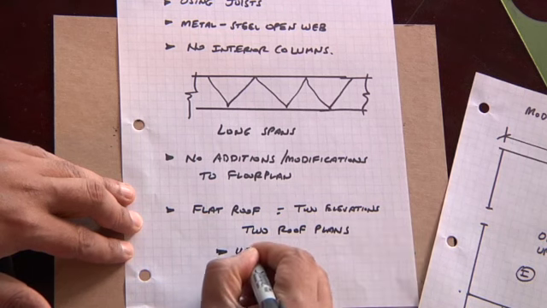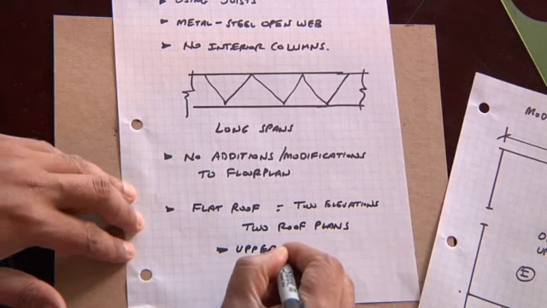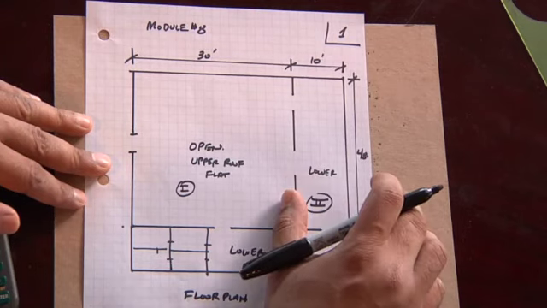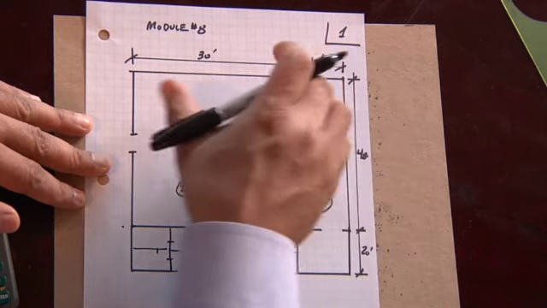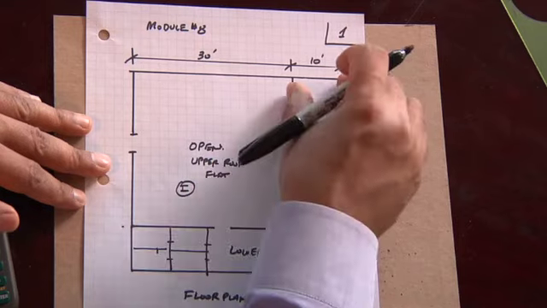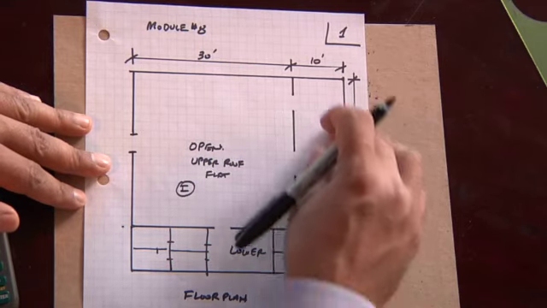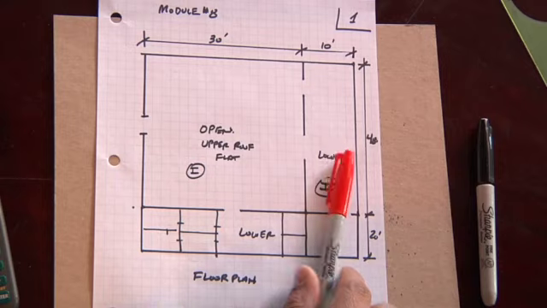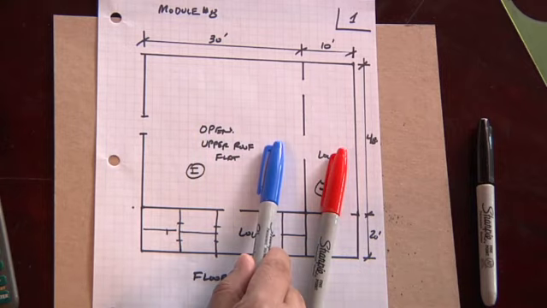One is an upper roof plan, and the other one is a lower roof plan. So you're actually going to draw this out on 2 different sheets. You're going to have one sheet which is going to have an upper roof plan and another sheet which will have a lower roof plan. Let's do the lower roof plan first, and I'm going to use 2 different colors. I'm going to use red for the lower roof plan, and I'll use blue for the upper roof plan.